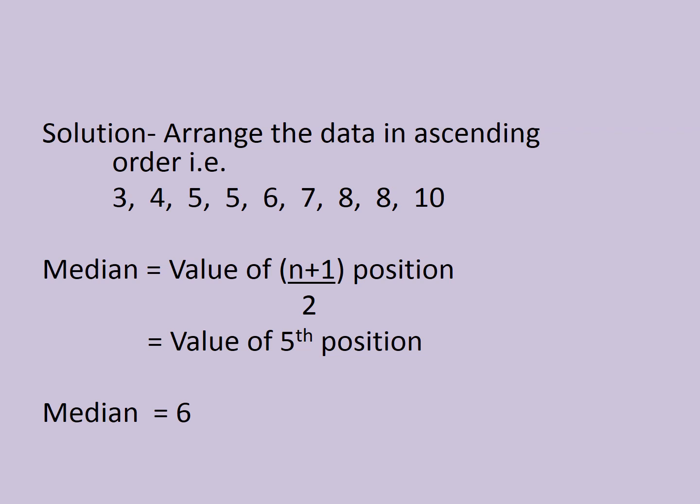Now the formula for the median is the value of the (n plus 1) divided by 2 position, where n stands for the number of observations. So here the number of observations is 9. So 9 plus 1 means 10, divided by 2. So the value of the fifth position, that is your median.